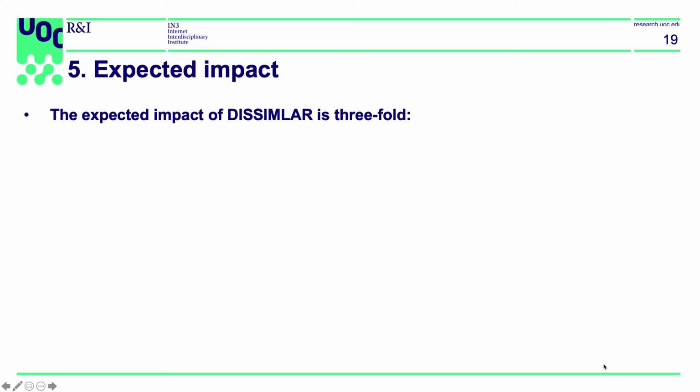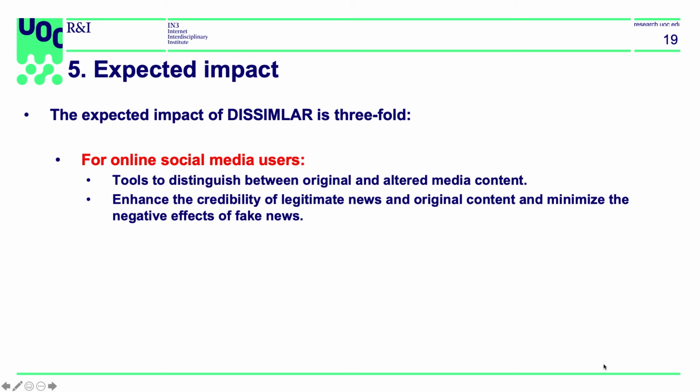The expected impact of the DISSIMILAR project is threefold. For online social media users, we plan to create tools to distinguish between original and altered media content, and this will help to enhance the credibility of legitimate news and original content, and at the same time to minimize the negative effects of fake news.